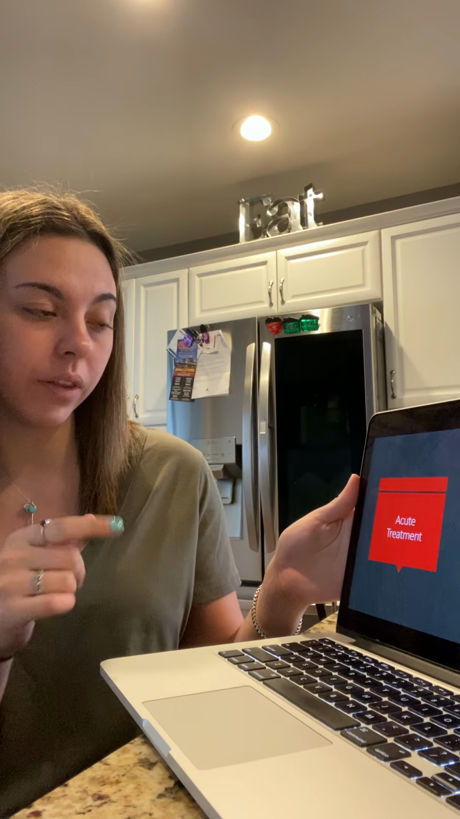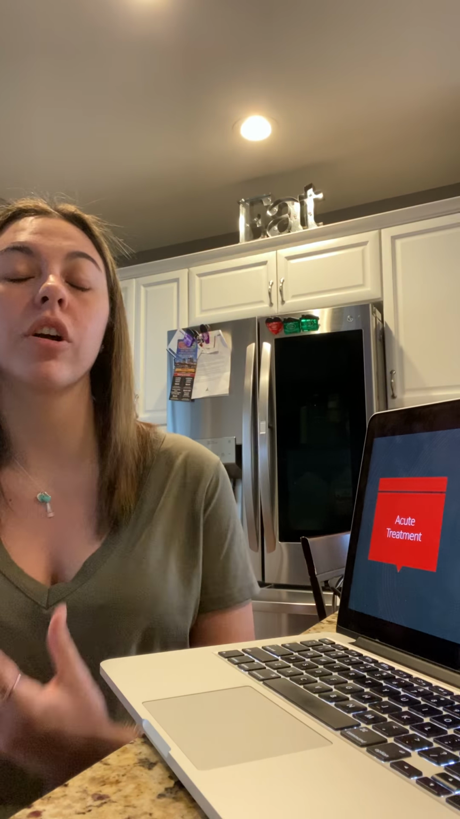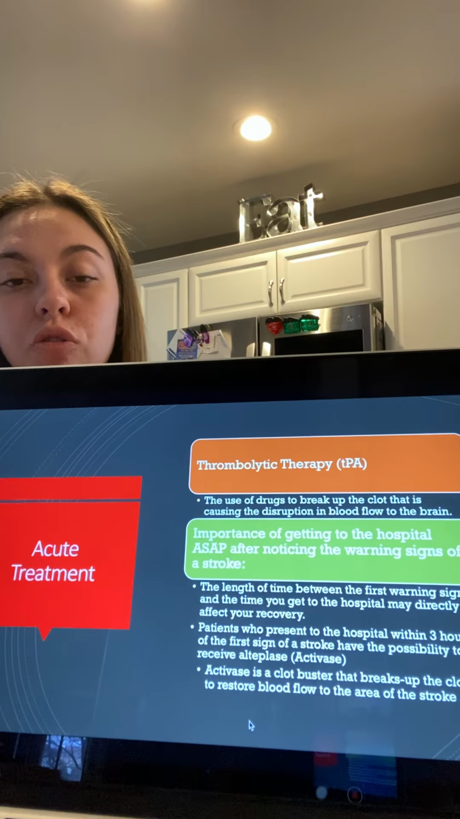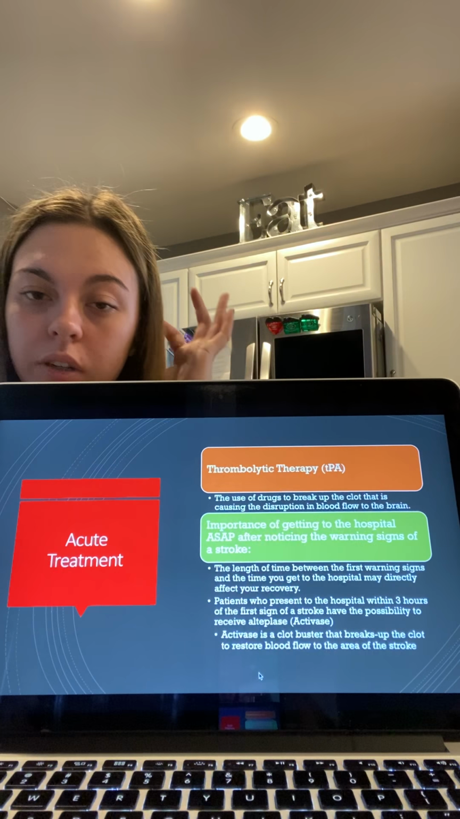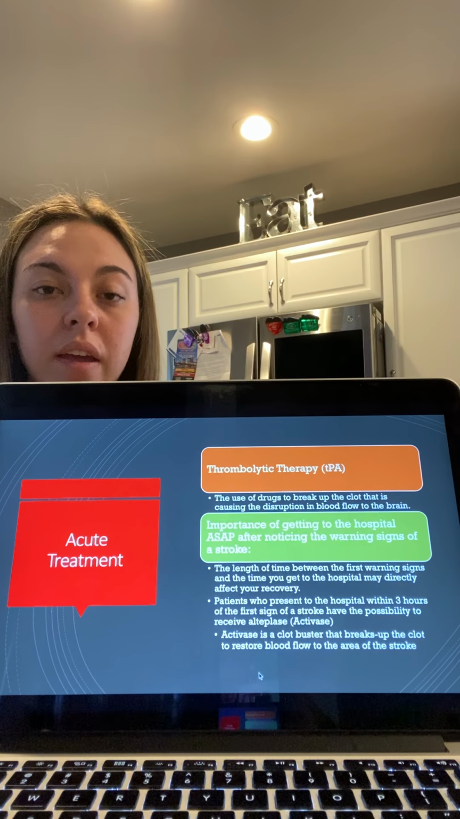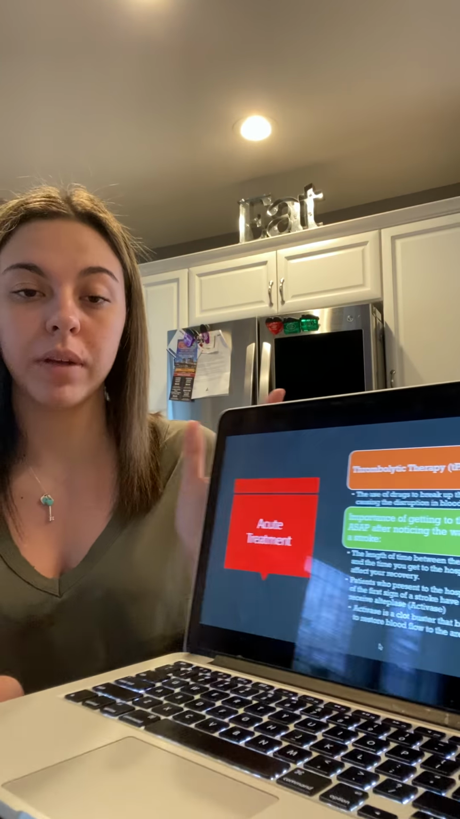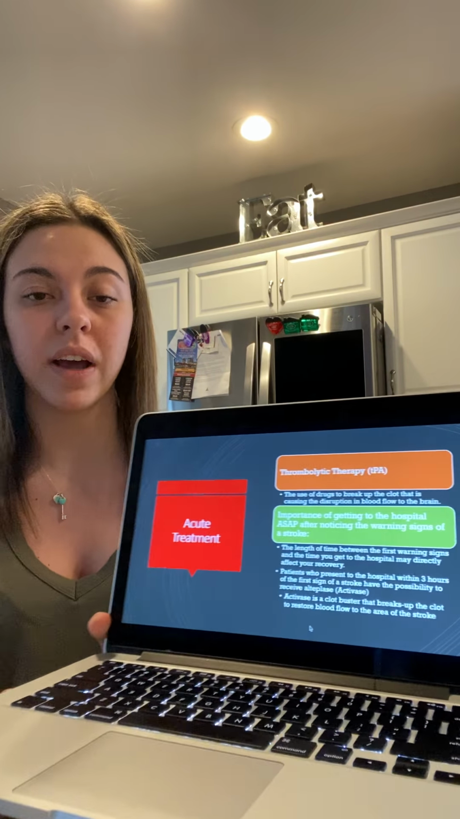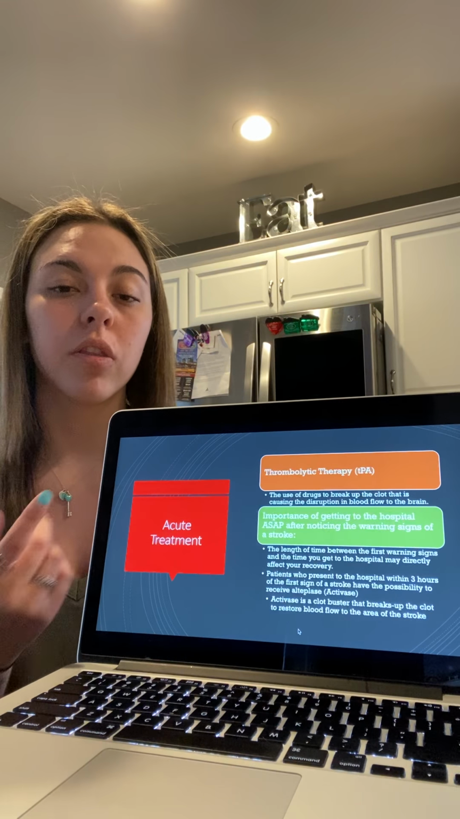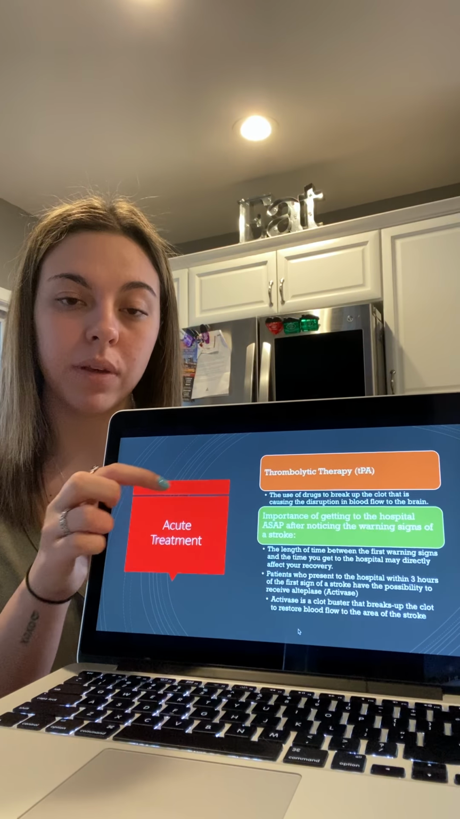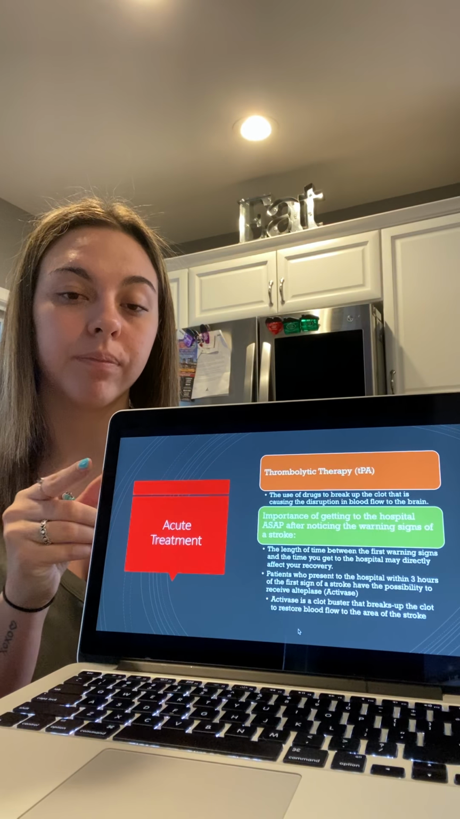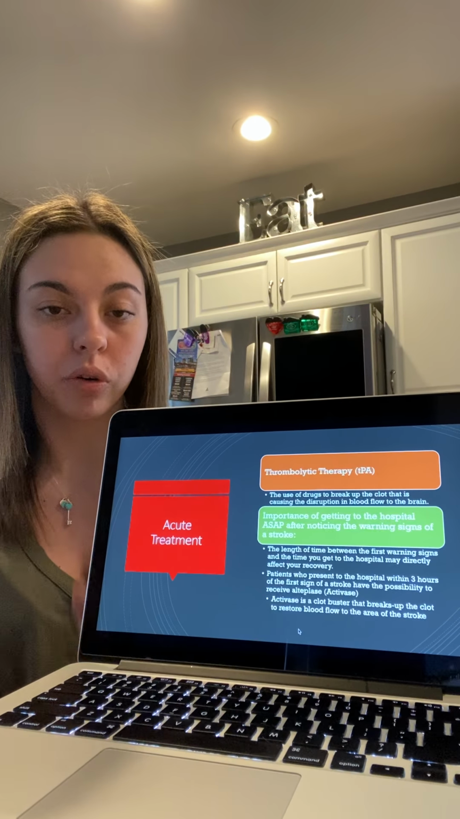More stronger blood thinners, I'm wrong. Acute treatment of a stroke. So TPA. This is a reason why if a patient does have a stroke, you want to make sure you call 911 right away, because the faster a patient can get to the hospital, the more likely they are able to use TPA, which is a treatment for a stroke, and I'll talk more about it.